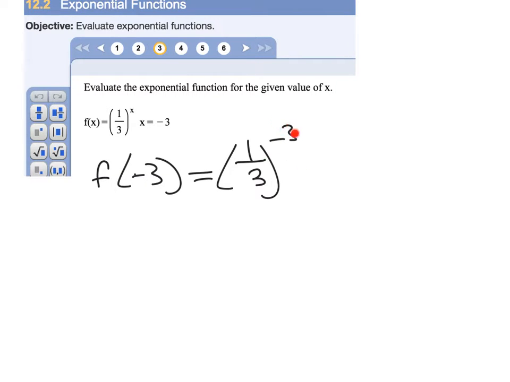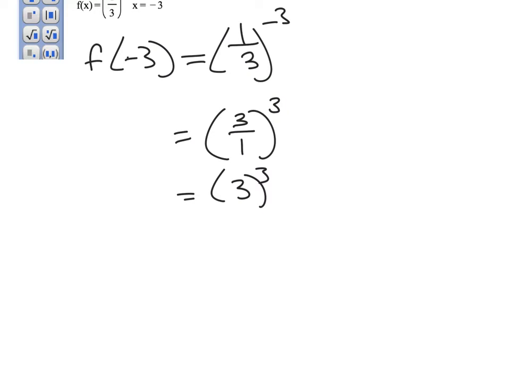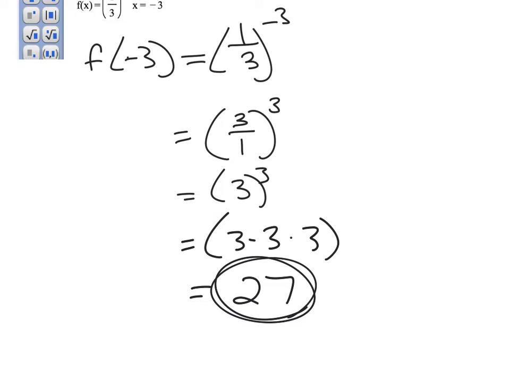The way we're going to simplify that negative 3rd power, we learned in a previous series of videos, previous weeks, that you take this fraction and you reverse it, 3 over 1, and then that exponent is now allowed to be a positive 3. And so that ends up equaling basically 3 raised to the 3rd power, which means 3 times 3 times 3, which is 27. So there is your answer.